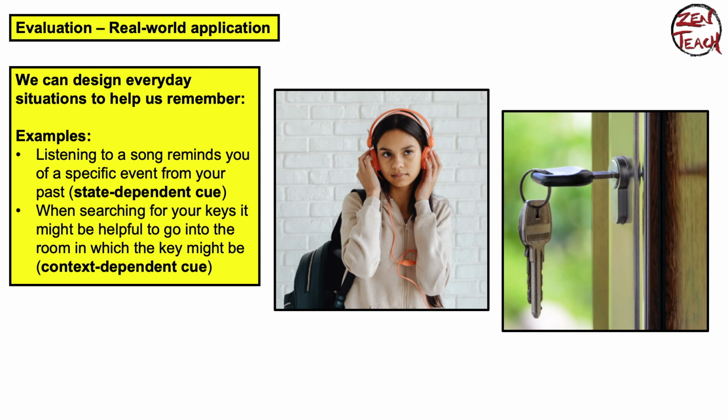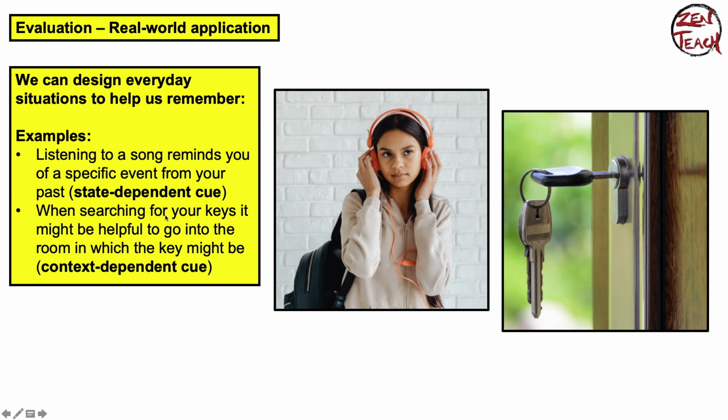Let's say you were at a party and there was a song playing and you remember what that song was. Maybe listening to that song will help you remember more things about that event. And that would be an example of a state-dependent cue, like she's doing.